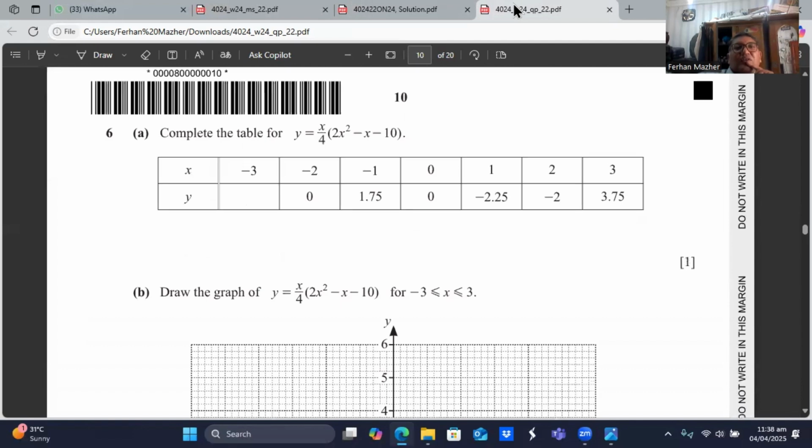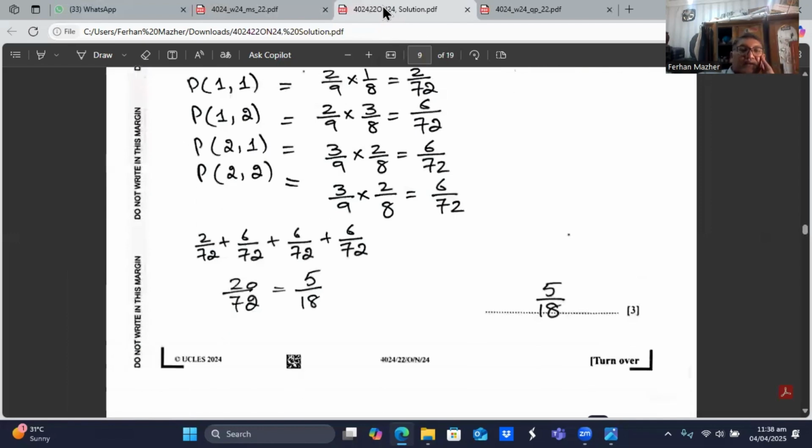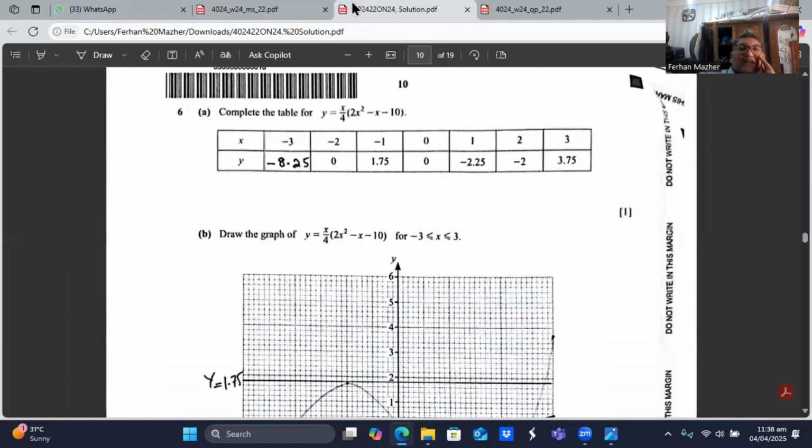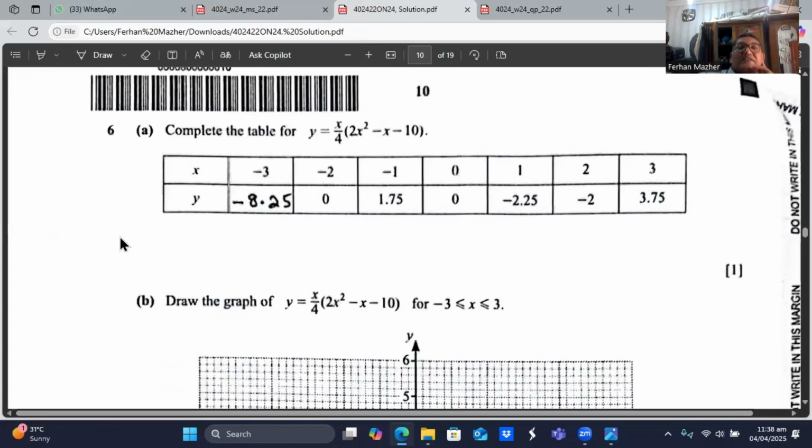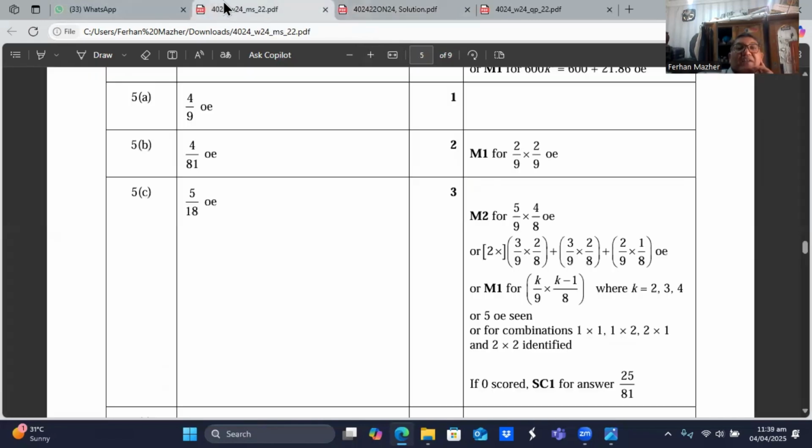So question number 5 was done. And now we are on question number 6, 6A part. He says, complete the table for y equals x by 4 bracket 2x squared minus x minus 10. So what we will do, we will substitute x as minus 3, and find out what the value is. You can use your calculator here. So let me show you. We have done this and used our calculator, and the value we got is minus 8.25.